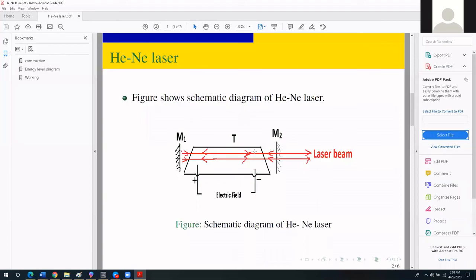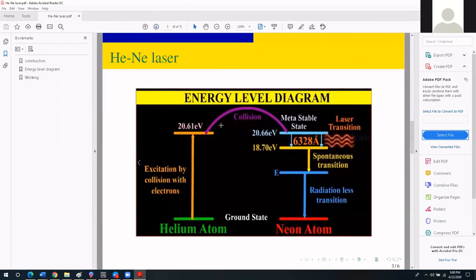Okay, and then there are two electrodes to maintain the electric field in the gas, and mirror M1 is 100% reflective, and M2 is 95% reflective, and laser light or laser beam is emitted through it. Okay, this is construction, one paragraph only. And then energy level diagram, you should write energy level diagram.